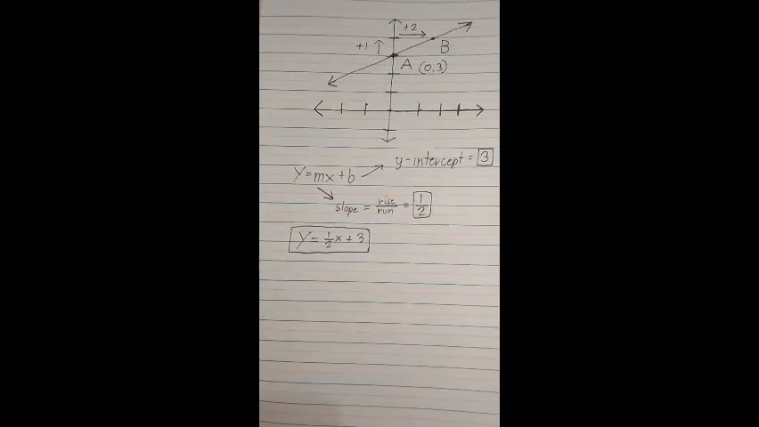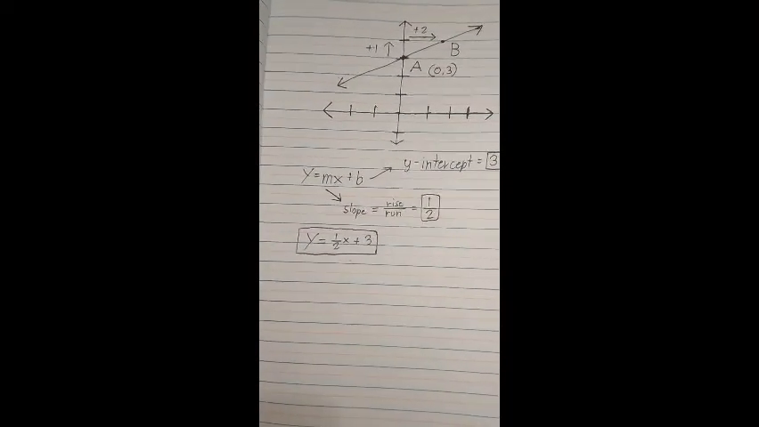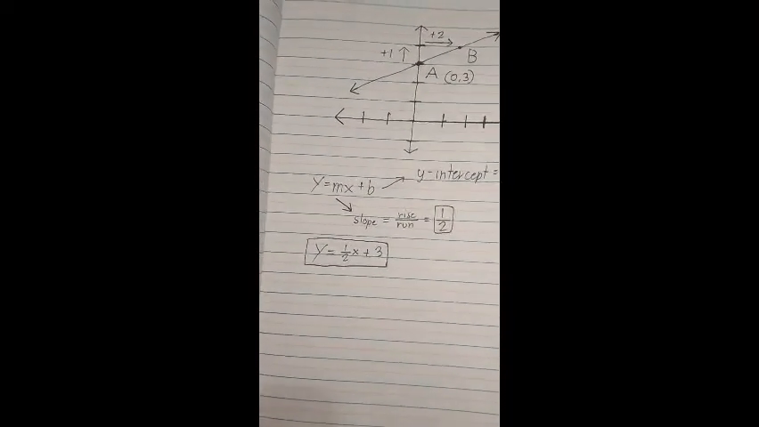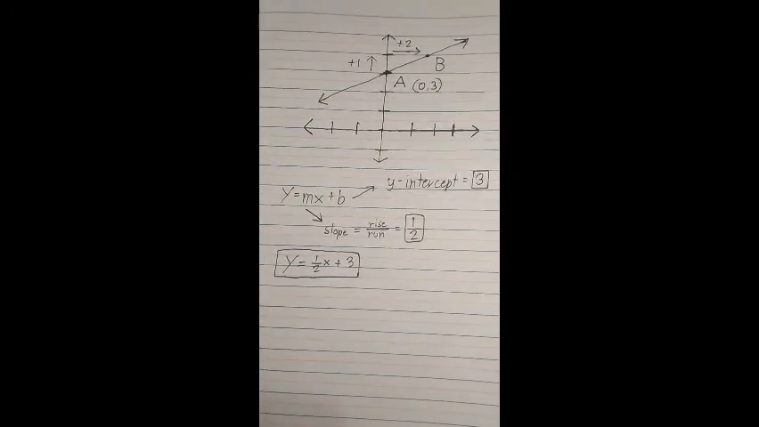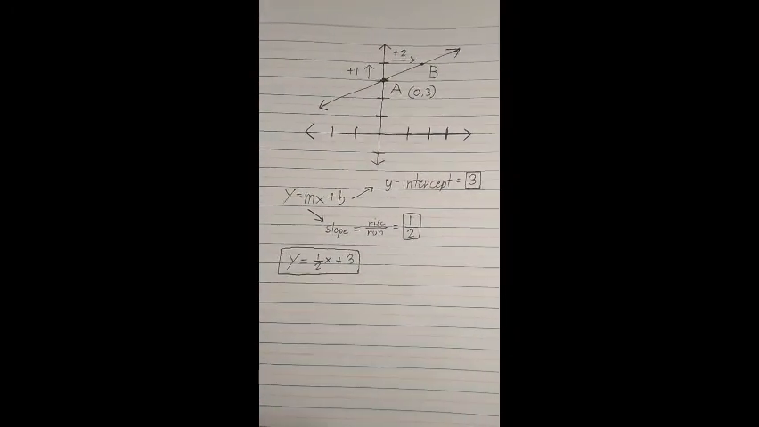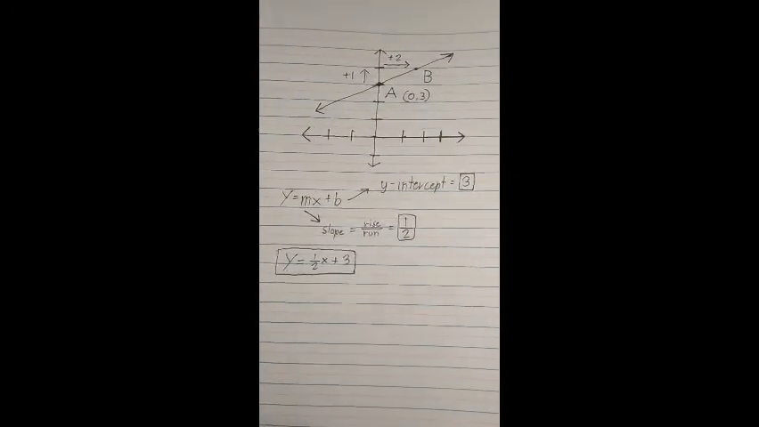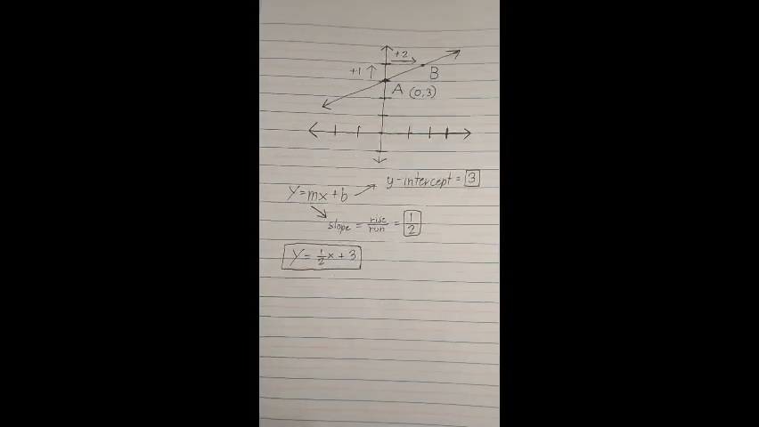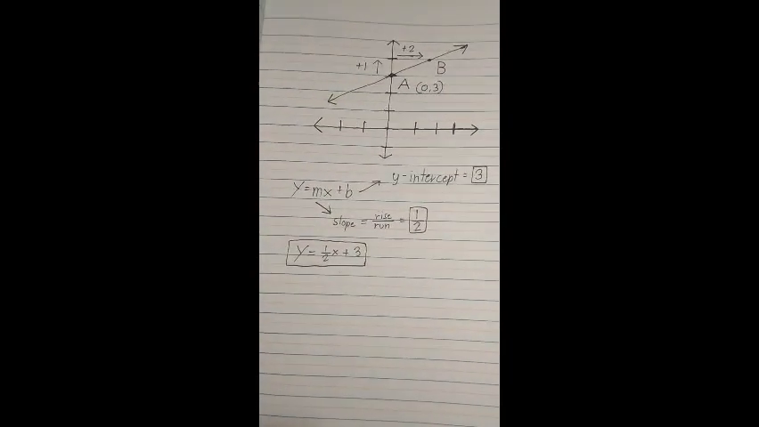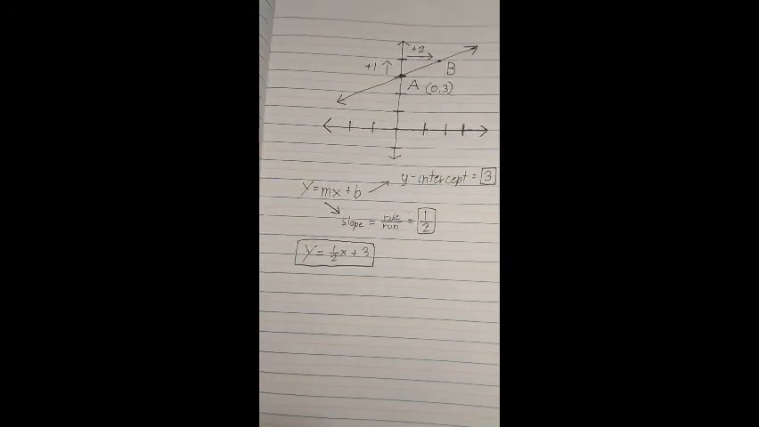Next, to find the y-intercept, remember that the y-intercept is the point where the line crosses the y-axis. And notice that our line crosses the y-axis at the point (0, 3), which means that the y-intercept is 3. Therefore, m equals 1/2 and b equals 3.